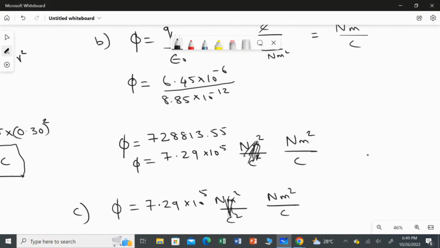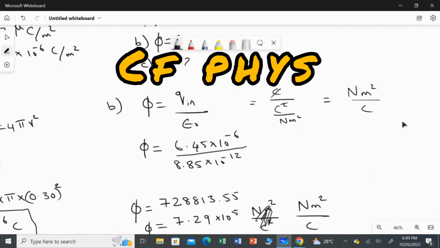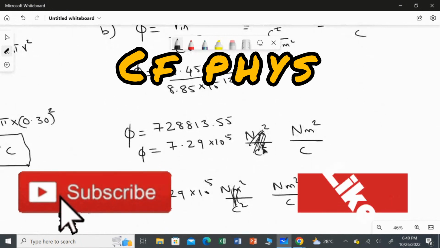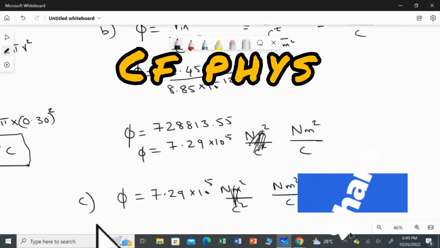Understand? Clear? If you don't know the unit for the formula, better apply the unit for each and everything. The formula for the flux is Q over epsilon naught. The unit for the charge is Coulomb and the unit for the permittivity in free space is Coulomb square over Newton meter square. By that you can rearrange the units and finally you'll get the unit for the flux. Clear? So the unit for the flux is Newton meter square over Coulomb. Understand? Yes, thank you.